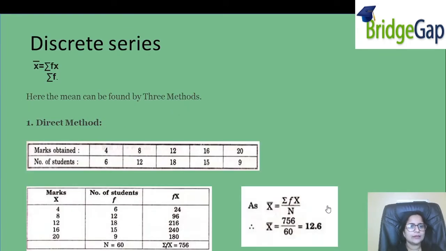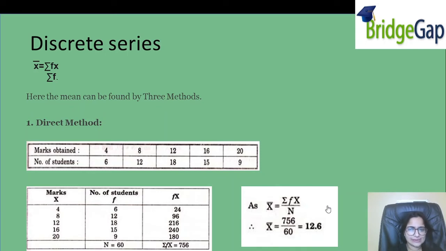Alright. Coming on to the next series, that is the discrete series. The formula for the discrete series is x bar, denoting the arithmetic mean, equal to sigma fx upon sigma f.